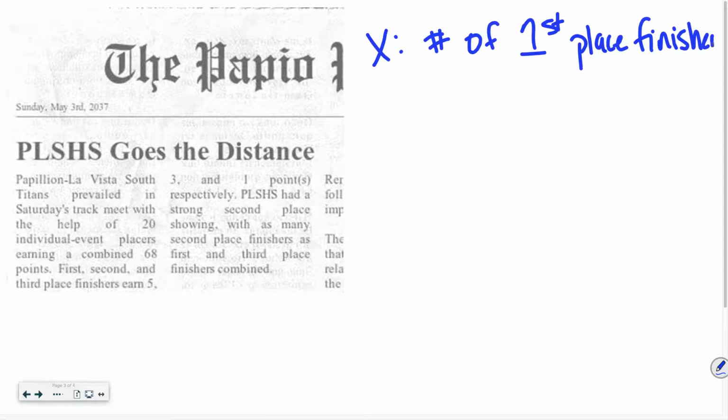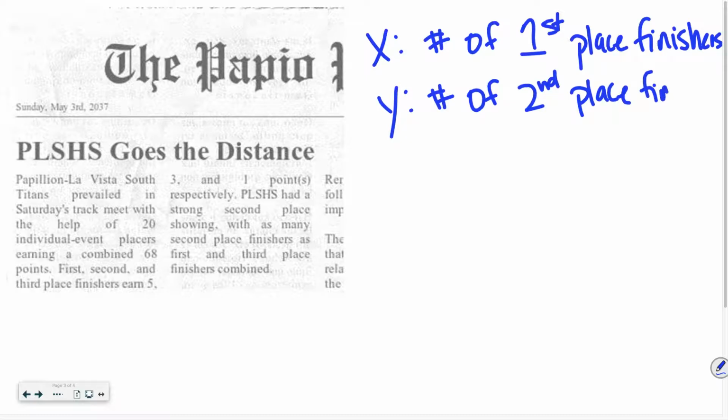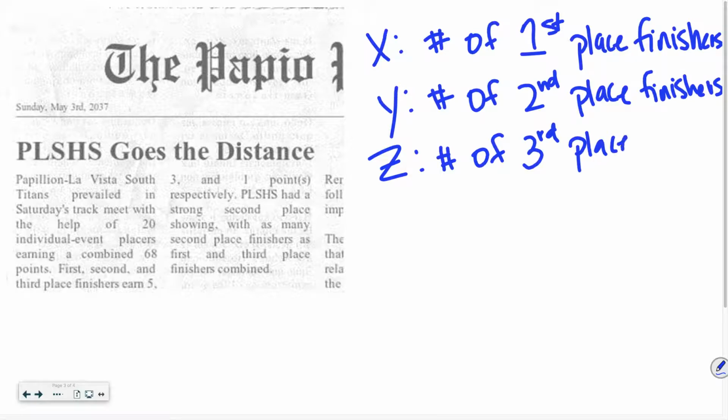So X, number of first place finishers. Y, number of second place finishers. And Z, number of third place finishers.